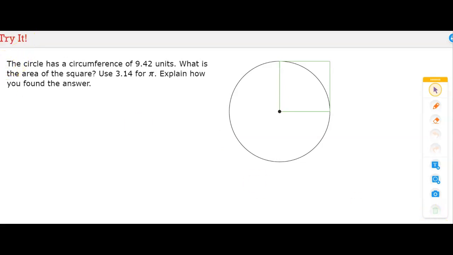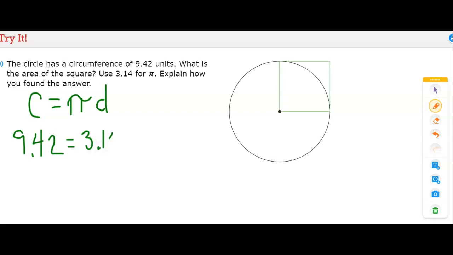The circle has a circumference of 9.42 units. What is the area of the square? Use 3.14 for pi. Explain how you found the answer. The formula for the circumference is equal to pi times d, or diameter. So they tell us the circumference is 9.42, and we know pi is approximately 3.14 times the diameter.